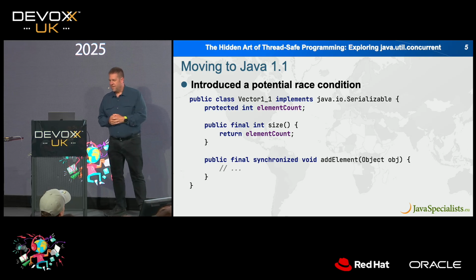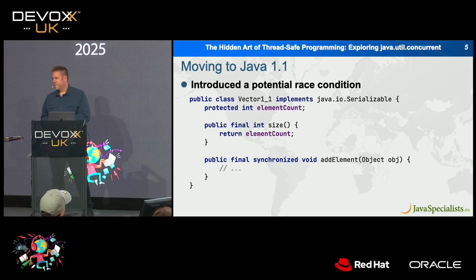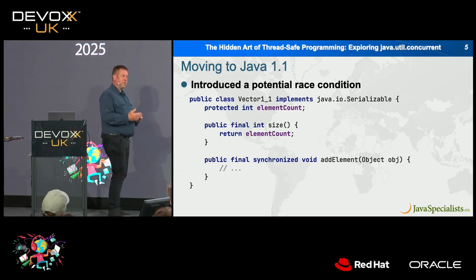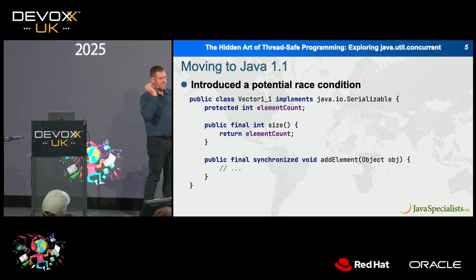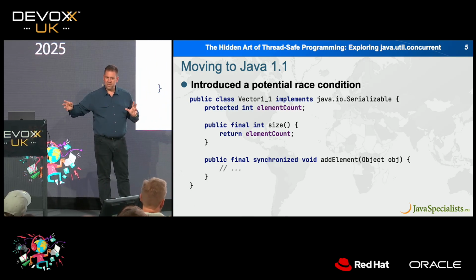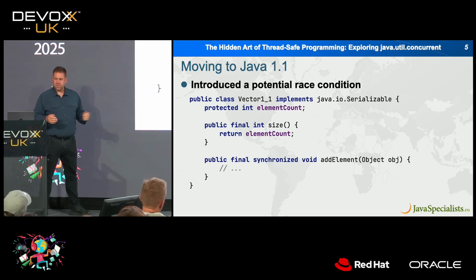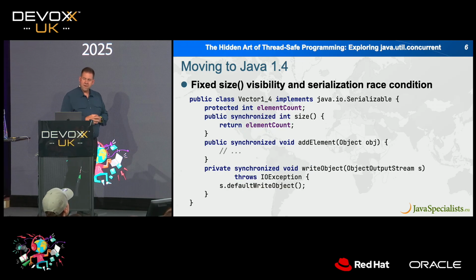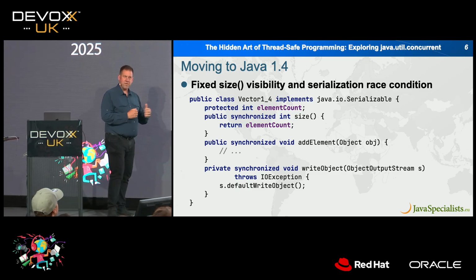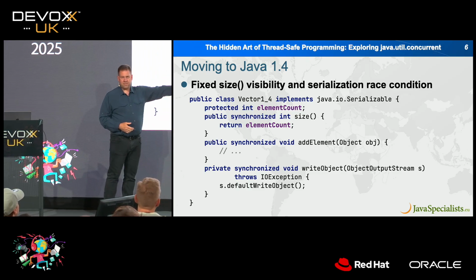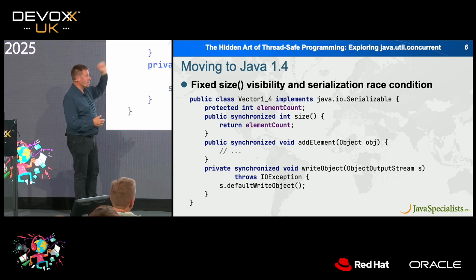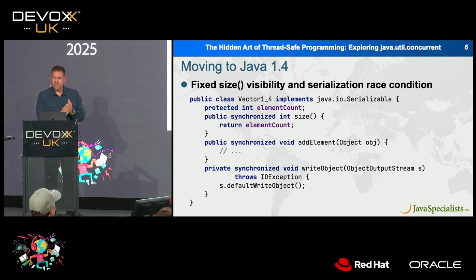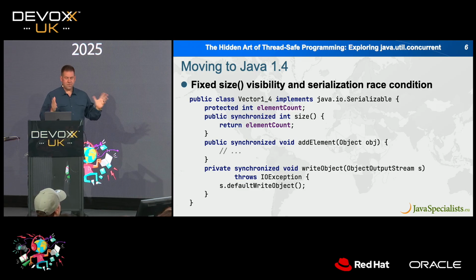It's very subtle. They implemented Serializable. And they just used the default serialization. So what could happen now is you could write the vector, and at the same time, somebody else could change it. And this could produce a race condition on the output. So in Java 1.4, they fixed that. And they also fixed the problem with the size visibility by making the size method synchronized as well. So synchronized on the size, and they made the writeObject synchronized. All right, so they fixed 2 problems.